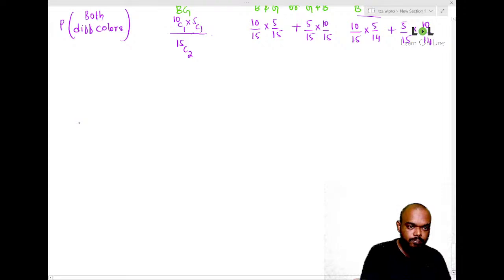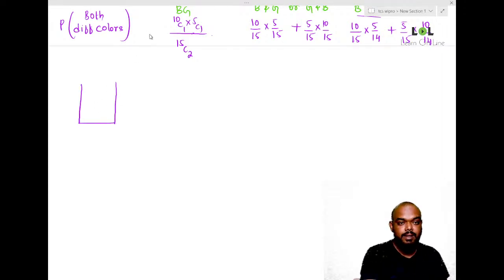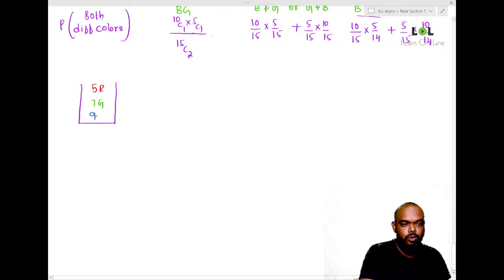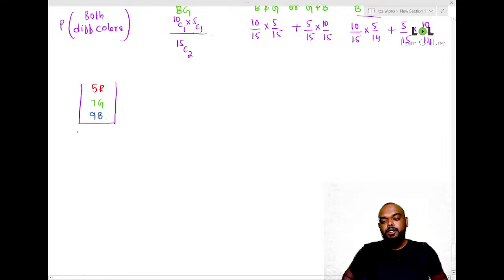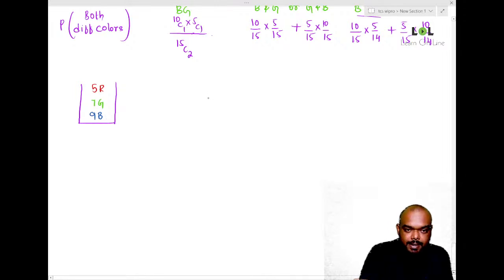Suppose in a pot, I have, let's say, 5 red color, 7 green color, and 9 blue color. Okay, so we have 5 red, 7 green, and 9 blue. Now we have to pick, let me tell you the question, 3 marbles.